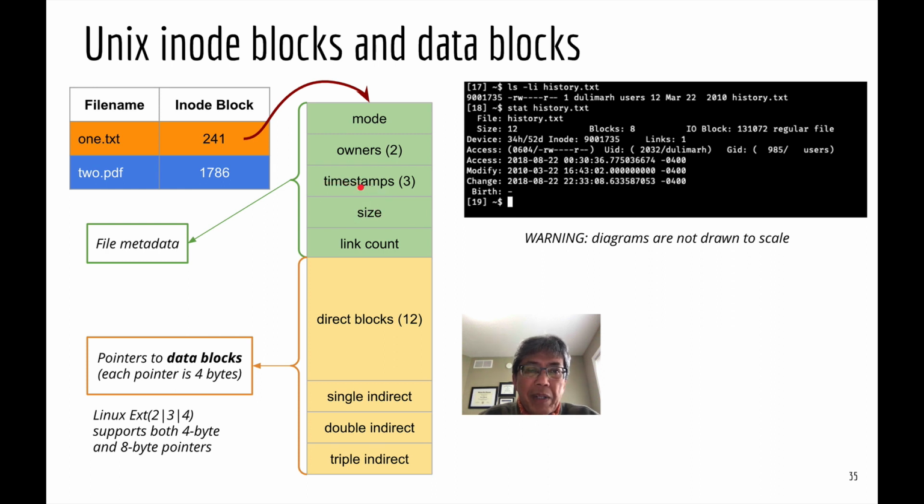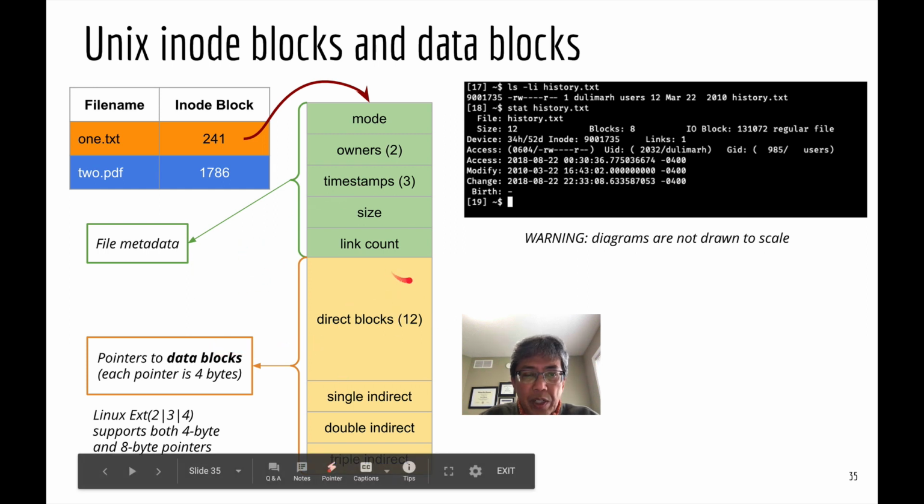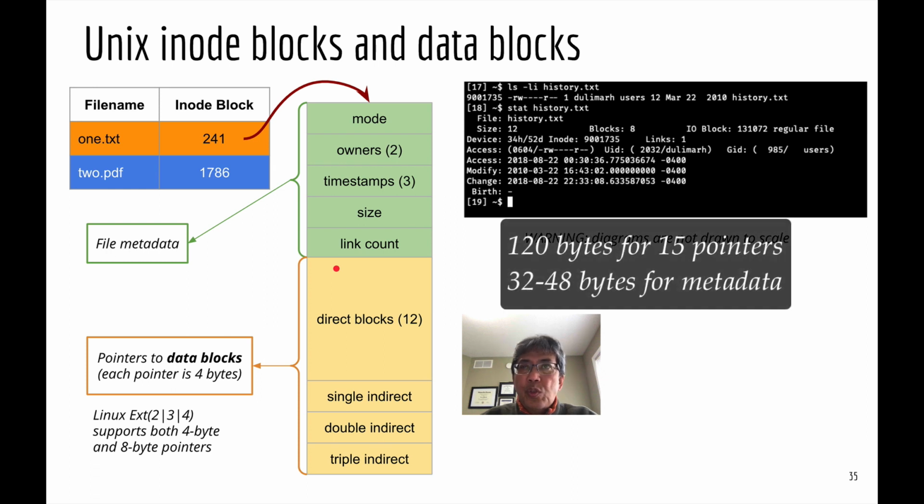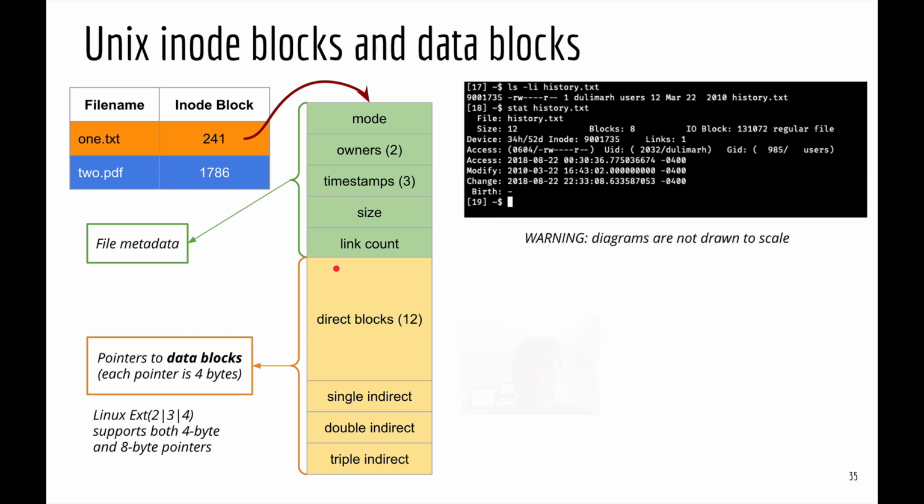depending on how many bytes you use for size and timestamp, because timestamp can be either 4-byte data or 8-byte data if you want to get a more precise time resolution. Now, if you use an 8-byte pointer for your data blocks, then the size of one inode can be between 150 bytes to 180 bytes.